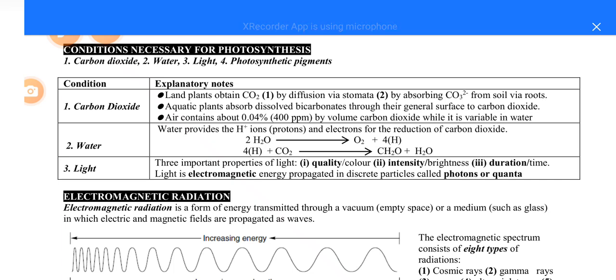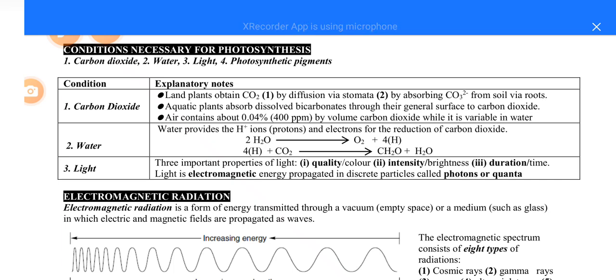Now, in senior 4, we looked at only 3 conditions, and these were carbon dioxide, water, and light. But at our level here, we have added the fourth one, which is the photosynthetic pigments. So those are the conditions necessary for photosynthesis. I said one is carbon dioxide, water, light, and lastly photosynthetic pigment.